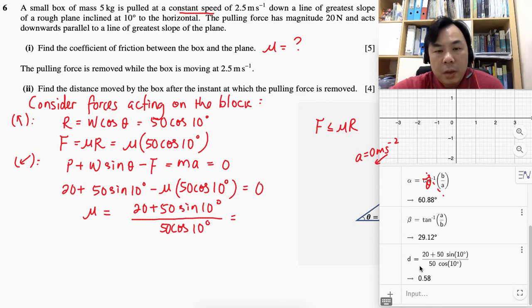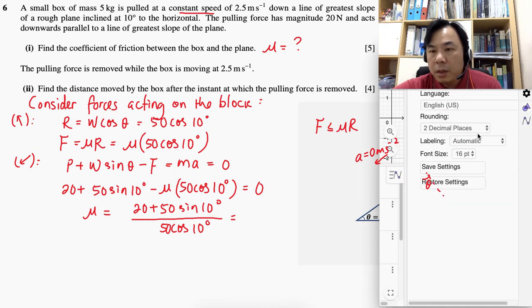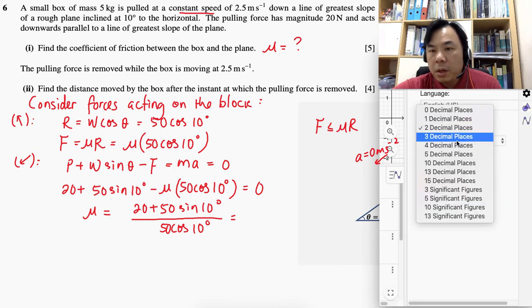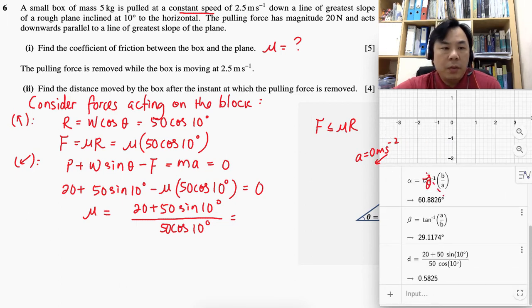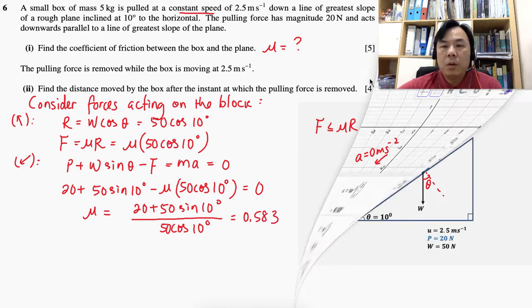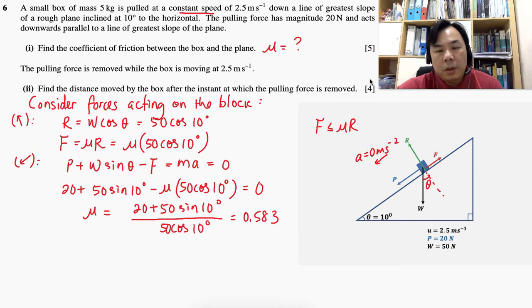Right, now if you want to leave the answer to the nearest three significant figures, I think my setting of decimal places is only here, so I just leave it to 4 first, so it will be easier. Now, therefore, to the nearest three significant figures will be 0.583. Okay, so I hope that is clear at this point. This is how we find out the coefficient of friction. All right, so I hope that answered the first part. 5 marks there.